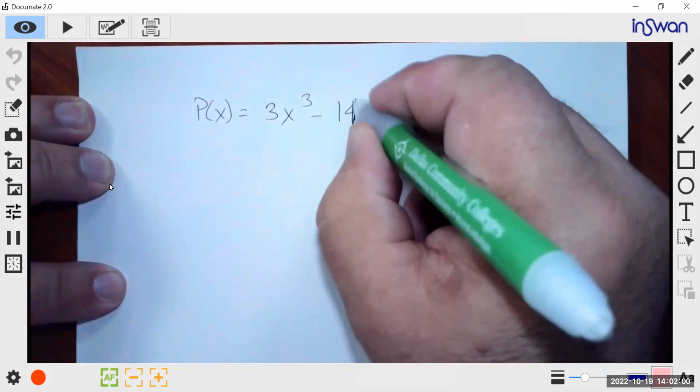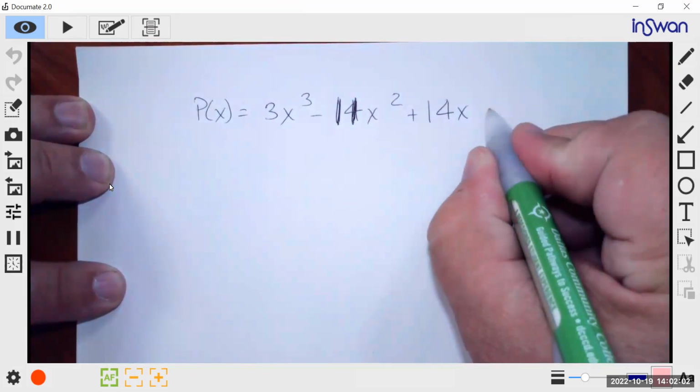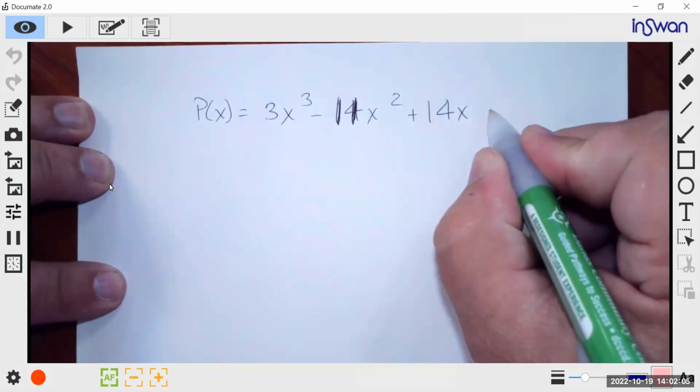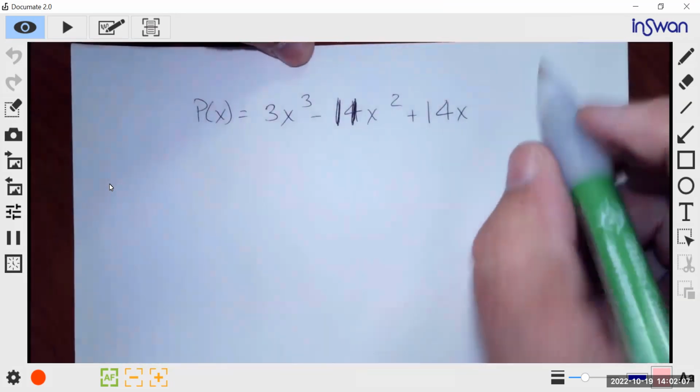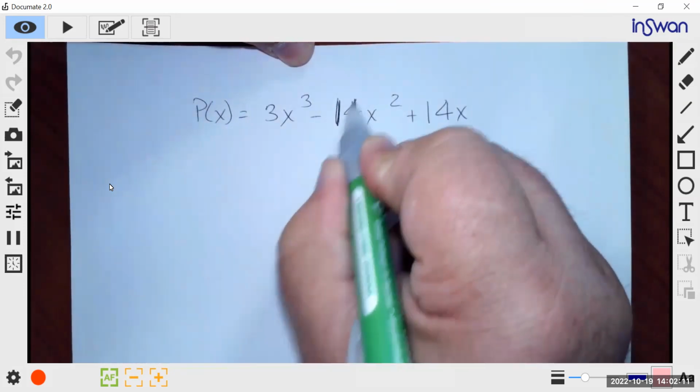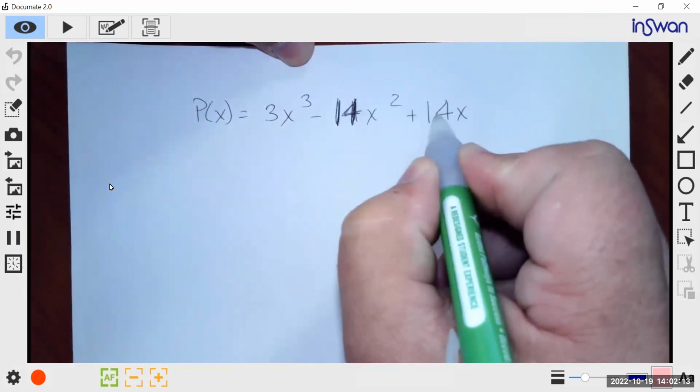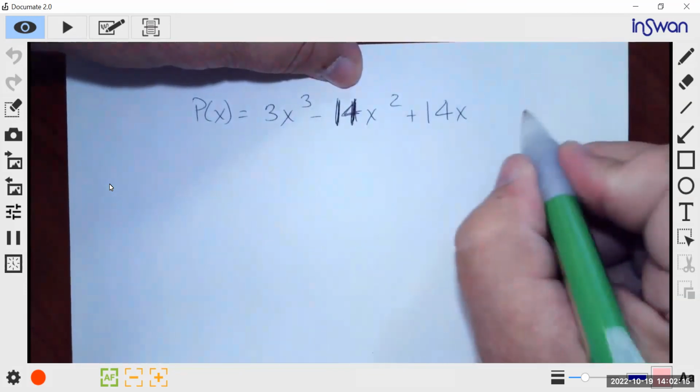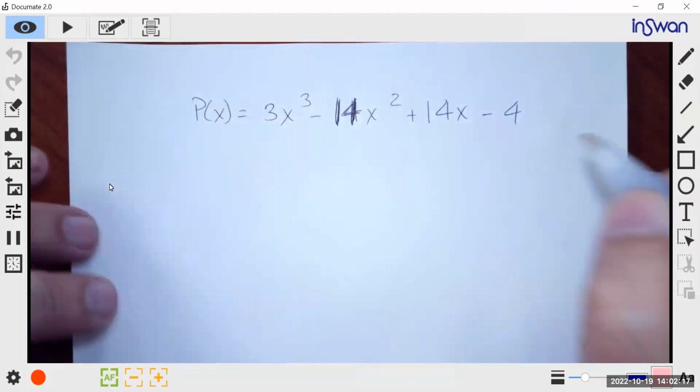This is 11. Let me see how it is. 3x squared. That's 14x squared. 3x cubed, 14x squared plus 14x minus 4. Okay.